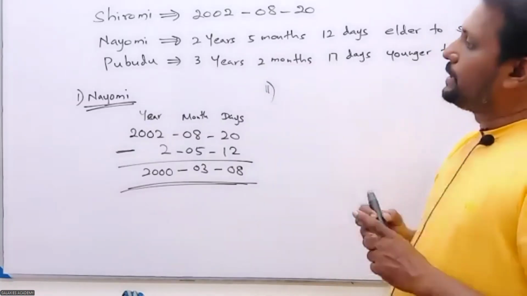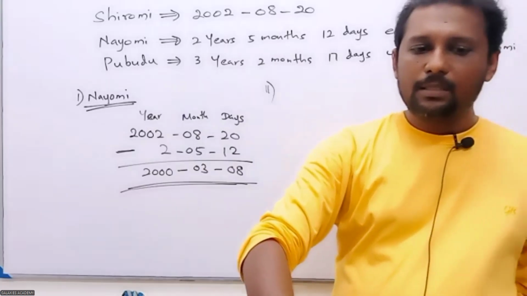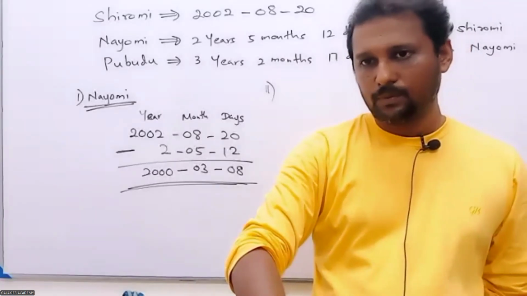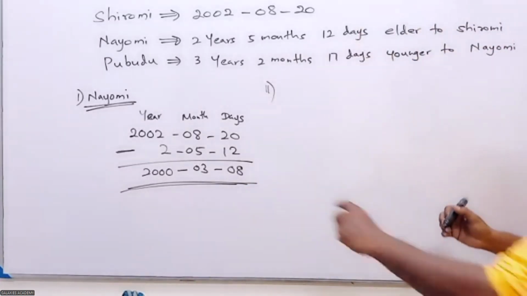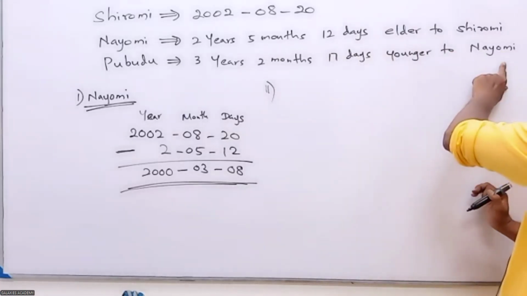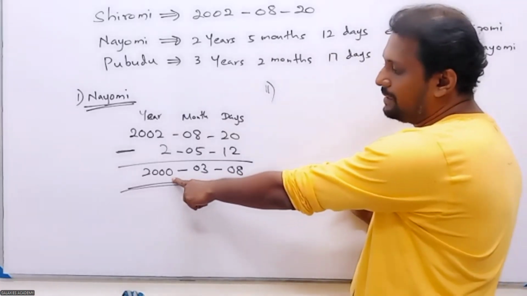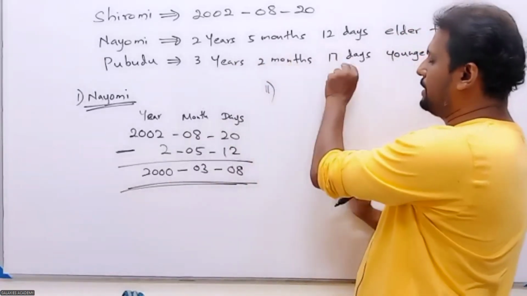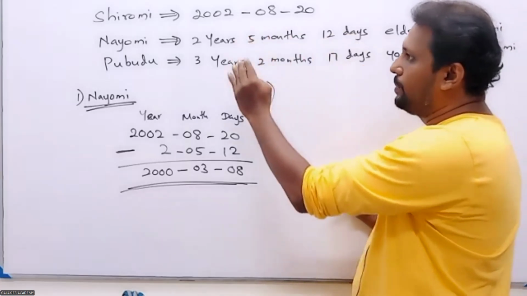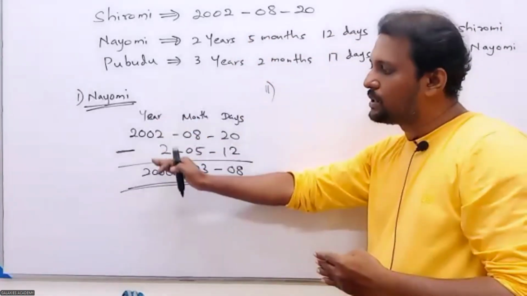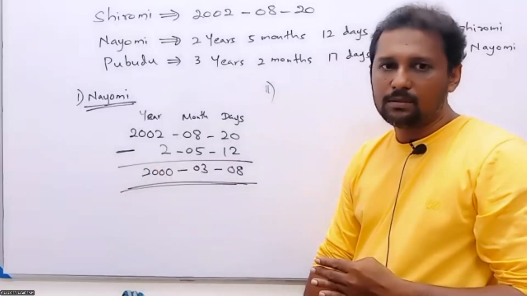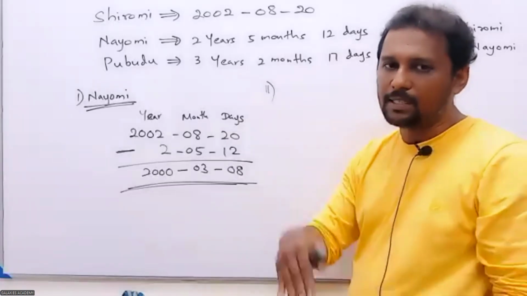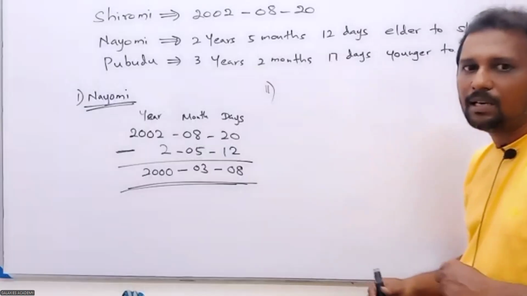The Roman number 2 is given, you have to find the date of birth of Pubudu. Right, Pubudu is younger to Naomi. Now I found the birthday of Naomi. Pubudu is 3 years, 2 months and 17 days younger to Naomi. Younger means before 2000 or after 2000? After 2000, no? Since she is younger than Naomi, she must be born after her. She cannot be born earlier, since she is younger.